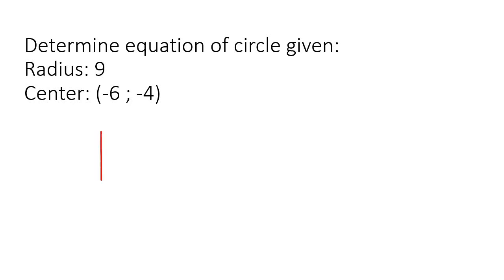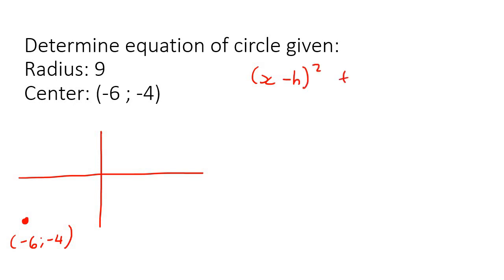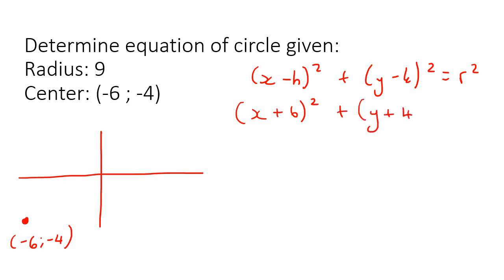Here's our next one. So let's start by plotting the center. So the center is at -6 and -4, which is over here. So -6, -4. So the standard equation is (x - h)² + (y - k)² = r². So if you look at this center, it's moved 6 places left. Now we know that left means plus, and it's moved 4 places down. Now we know down means plus. Now the radius is 9, so we say 9 squared. What is 9 squared? It's 81.